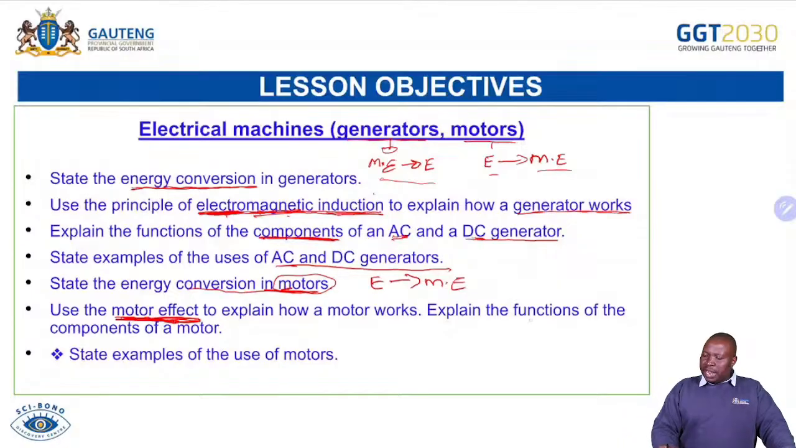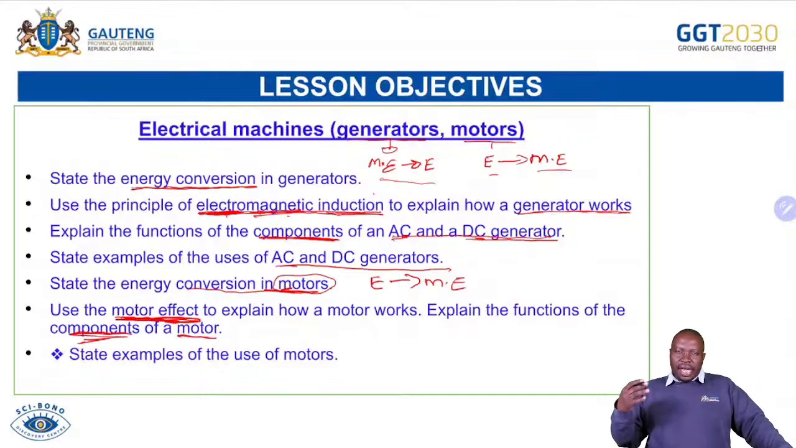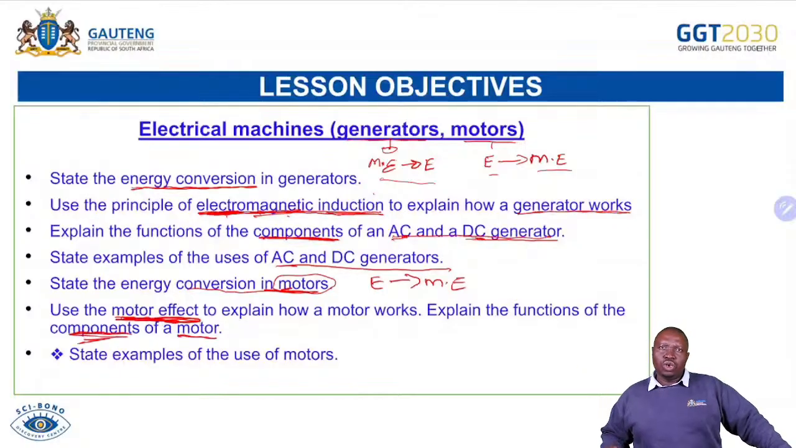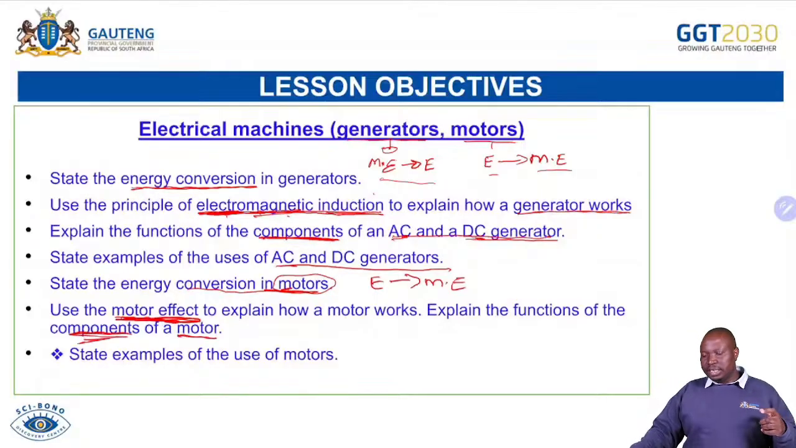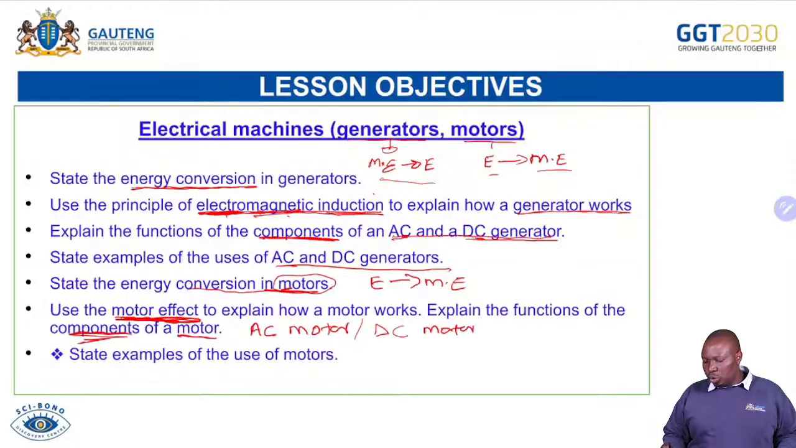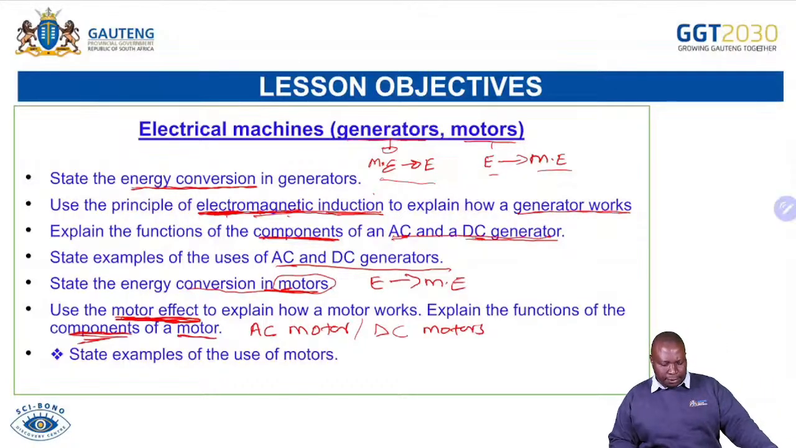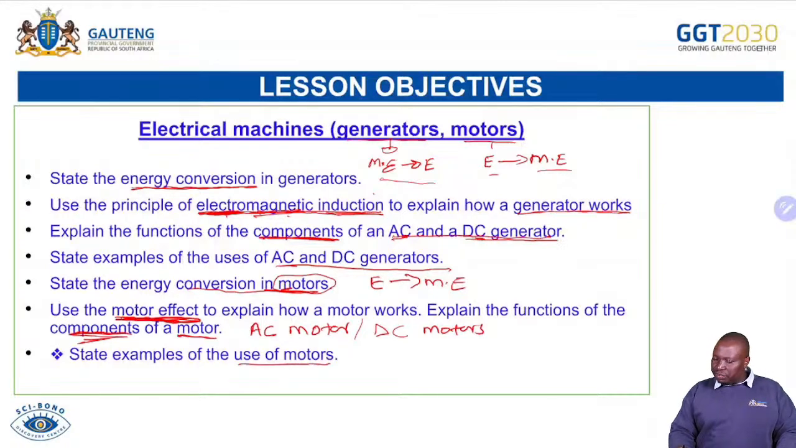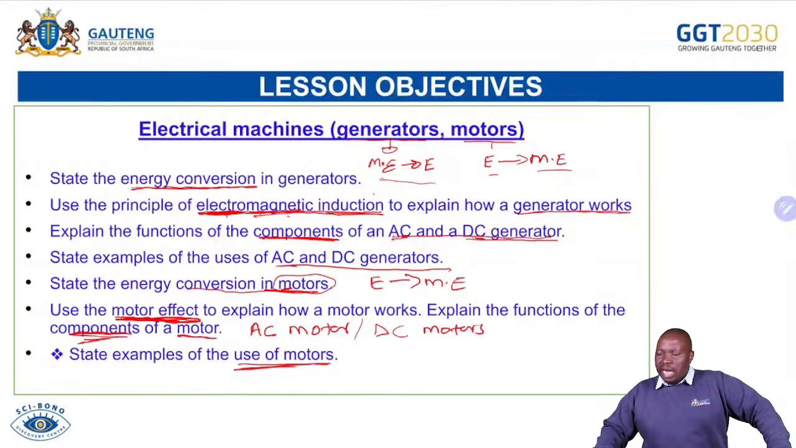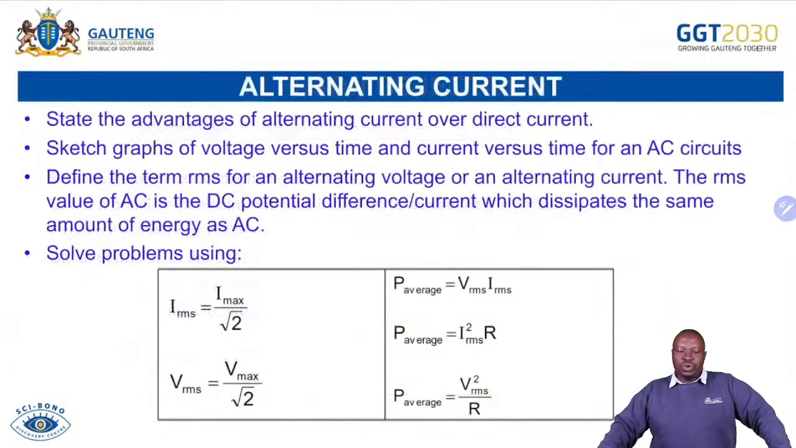And we're going to explain the functions of the components. Remember, we talked about the function of the components for AC and DC generators. Even when it comes to a motor, we have both AC and DC motors. So we have AC and DC generators, and we have AC and DC motors. That is important for you to understand. AC, we said, is alternating current. So we have motors that are called alternating current motors, and motors that are referred to as direct current motors. We're going to look at their components and their uses as well, and then give examples of the use of these motors. So these are our objectives for today.